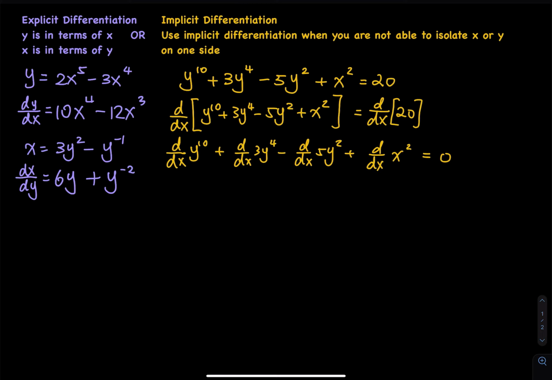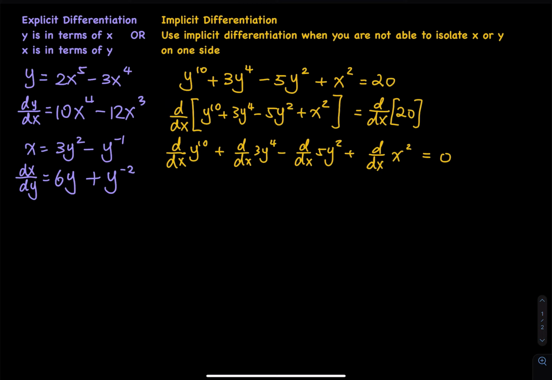So for implicit differentiation, I am not going to waste any time to write y equals some x or x equals some y. Okay, I am not going to waste any time to do this. So whatever is given, I will start the differentiation right away. So we have y to the 10 plus 3y to the 4th minus 5y squared and then plus x squared equals 20. So what we are going to do next is we will go straight to the differentiation.